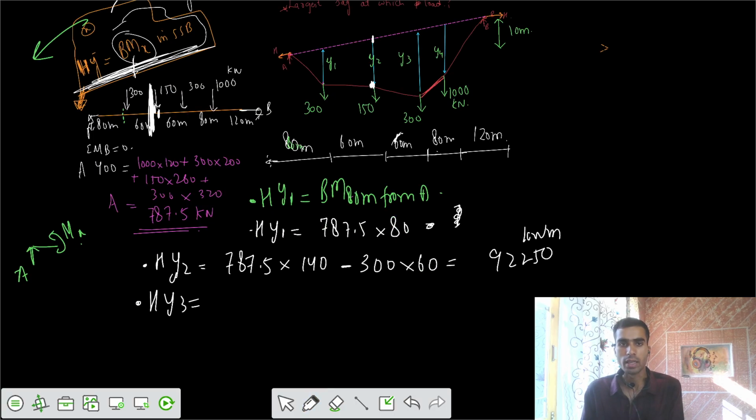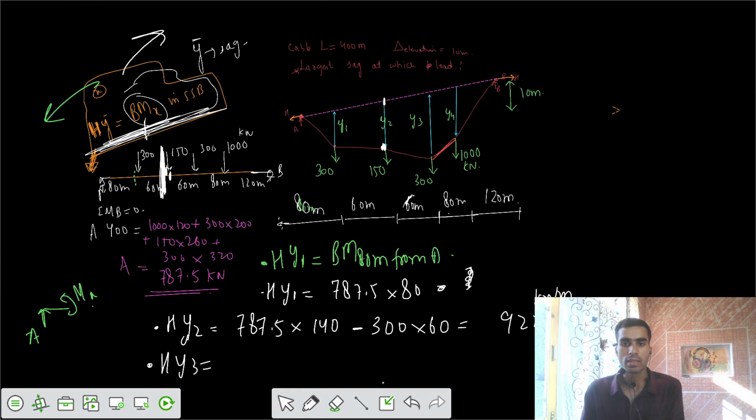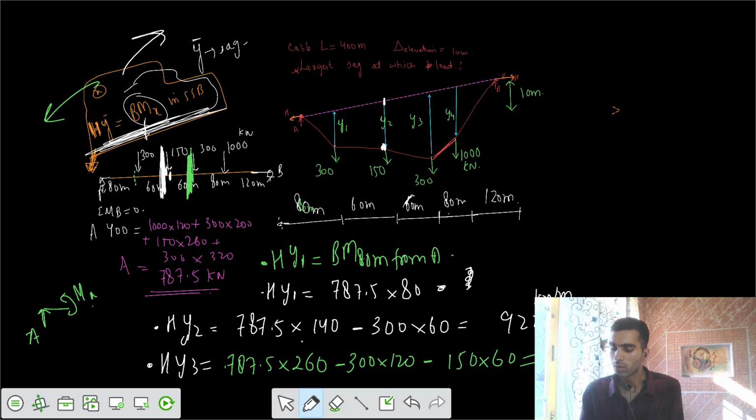And what is the value of hy3? That's at section 3. Can you calculate that value also? So now your section is at this location. I would say the bending moment at that section from the right side is reaction A, 787.5, into length of 80 plus 60, that's 260 meters, then minus the effect of the load 300 and length of 120, anti-clockwise, and one more load of 150 and length of 60 meters. So the overall value is equal to 112,500.